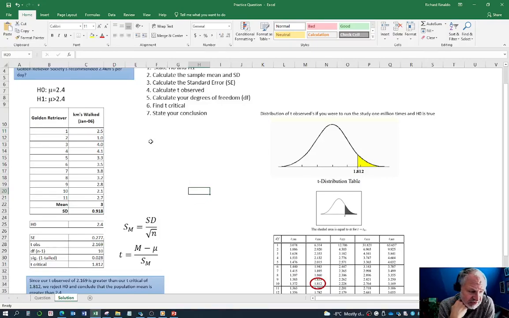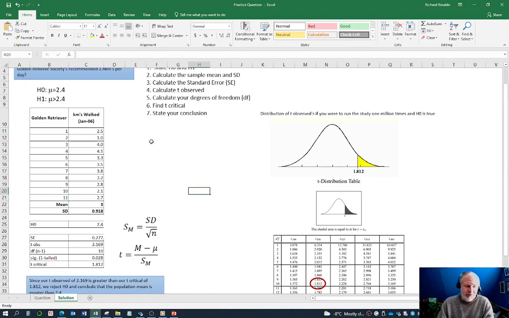So I'm using the sample standard deviation in place of the population standard deviation. I take my t observed is the mean of 3 minus the 2.4 divided by my standard error of 0.277, and that is equal to 2.169. I then have to find my degrees of freedom, which is n minus 1. So 11 minus 1 is 10.